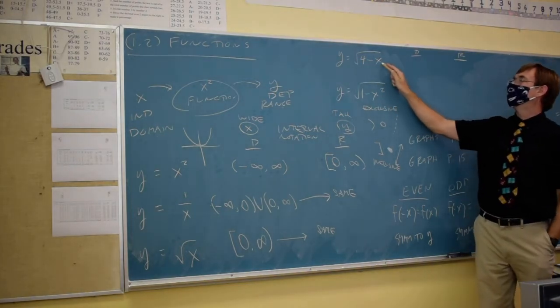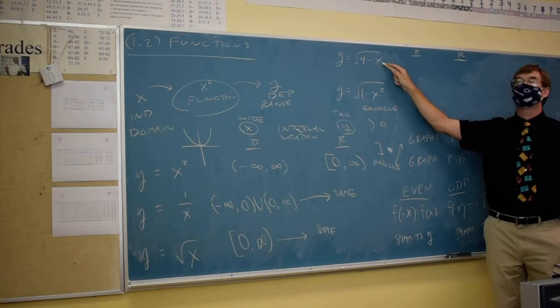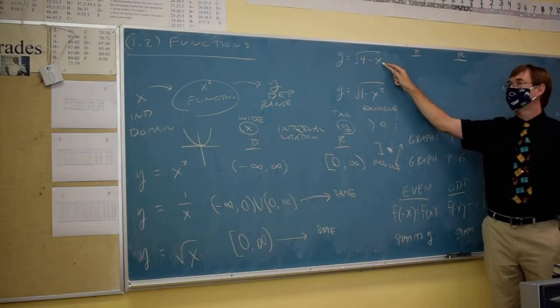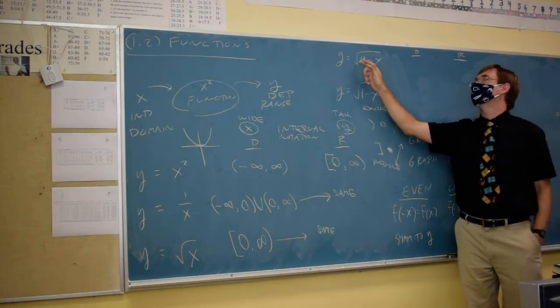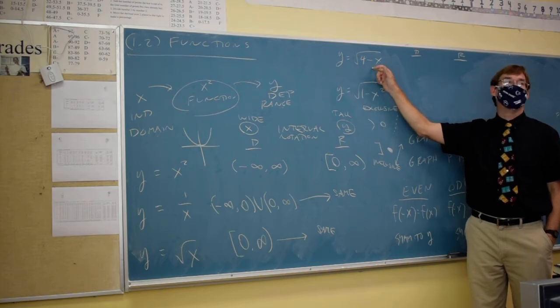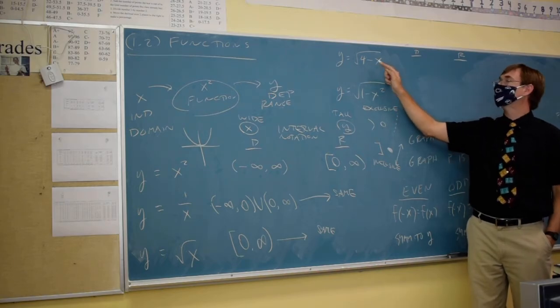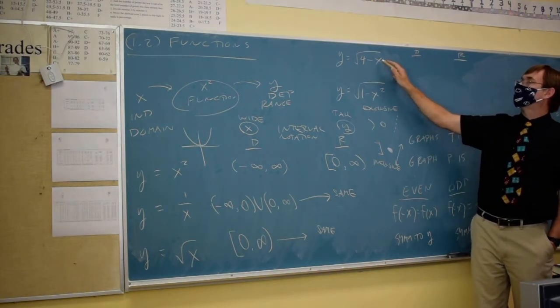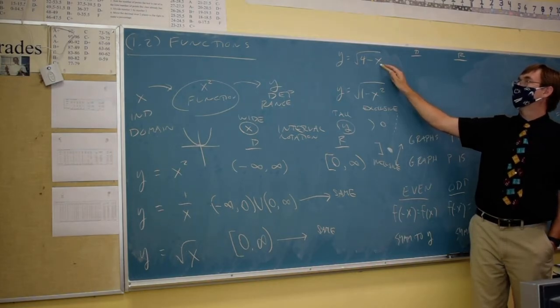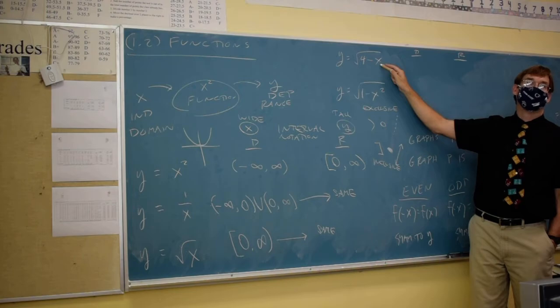Still a root, but when I throw subtracting in, you have to be a little bit cautious. Again, you're not allowed to do square roots of negatives. So give me some numbers that you could put in here. 1, 2, 3, and 4.